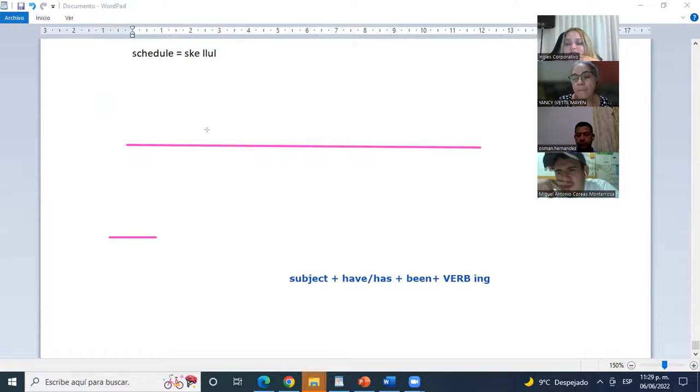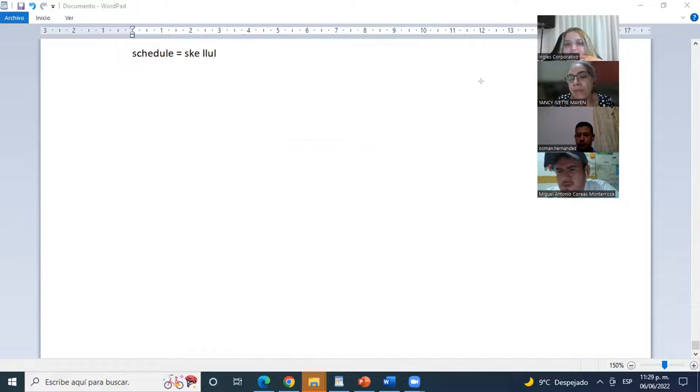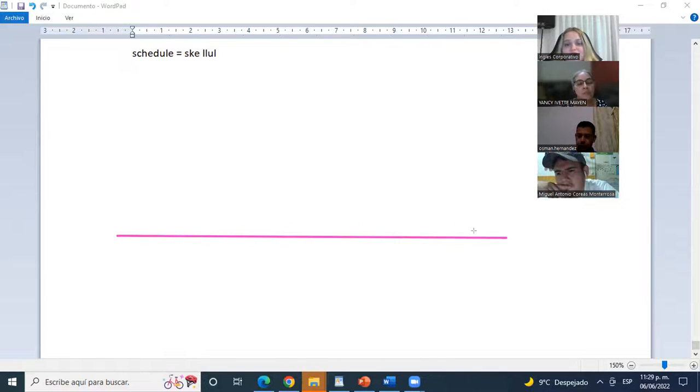When you express a routine, do you use the present perfect continuous or no? No, present perfect continuous is for an action that started in the past, like you said, and continues in the present. And it may continue in the future because it's not over. So it goes from everywhere. Like, for instance, this is the present, that's the past, and this is the future.